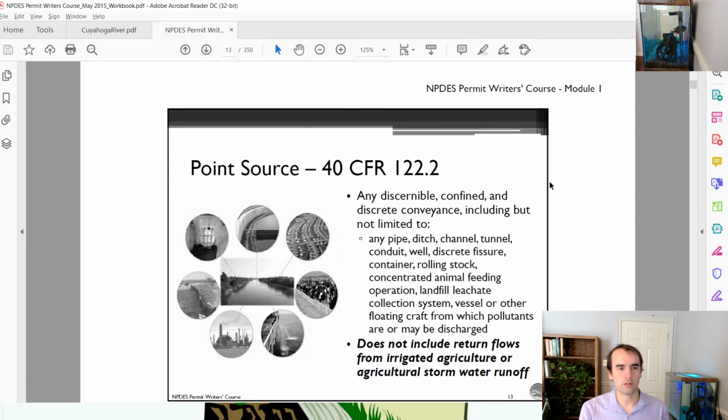This is any discernible, confined, and discrete conveyance, including but not limited to pipes, ditches, tunnels. There is a challenge here with agricultural irrigation systems, which are ditches that convey water, and they typically have lots and lots of nutrients in them because of all the fertilizer. And so when you get agricultural runoff, it becomes somewhat impossible to properly regulate them according to these standards because of all those nutrients that are required to grow the plants. So unless we just wanted to stop farming, we kind of have to not include that until we can find a better way to regulate them. So they are not included in this. So that's kind of a noteworthy exception.